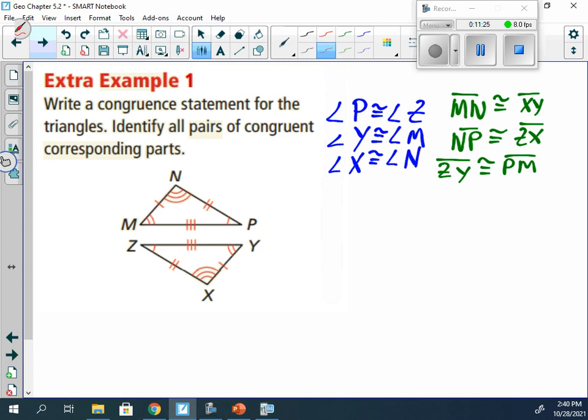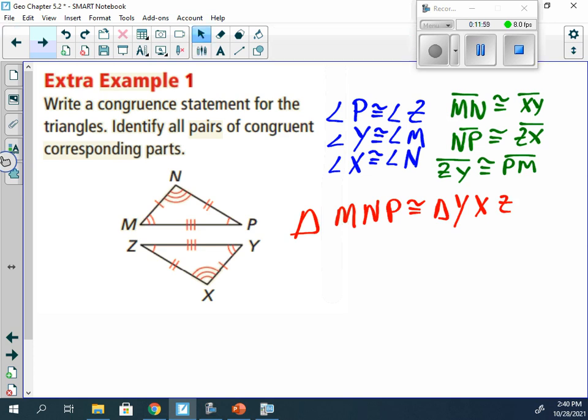And the last thing we need is the congruency statement. Any of those would work. I'll go MNP is congruent to XZY. So M starts out with how many marks? X, Z. Now, any of the ones that y'all chose, because if y'all picked one individually that was different than this, as long as they match in the same order, that is the correct answer.